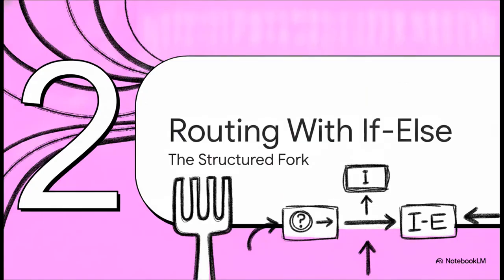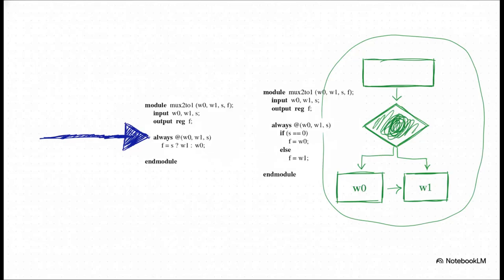Moving right along to section 2, routing with if-else, the structured fork. Now, what's really interesting to note here is the evolution of our code. We have our super compact one-line conditional operator, sure, but compare that directly to the block-based if-else structure. Inside the always block, we're explicitly saying if our select signal equals 0, output the first signal, else output the second. For a simple 2-to-1 multiplexer, yeah, it takes a few more lines to write, but it gives us this highly structured, readable block that becomes absolutely critical when our hardware designs inevitably start to scale up.